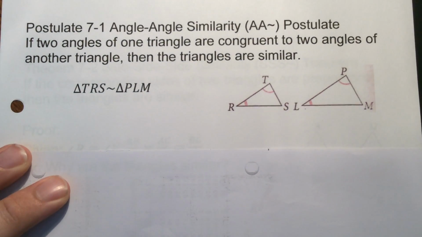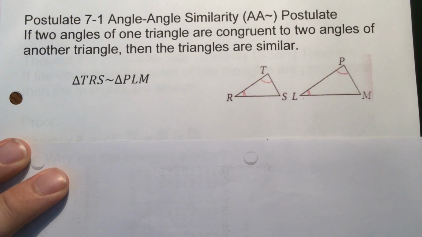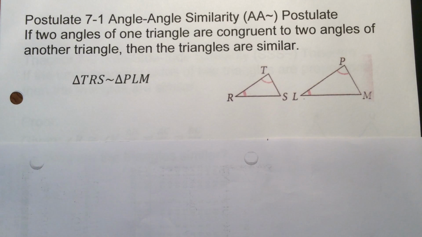Starting to get into, well, why can things be similar? We're going to dabble a little bit with proofs, but it's not a whole lot. It's not like what we've done the last how many chapters, so don't get too excited. Starting off here, we have Postulate 7.1, which is angle-angle similarity. As long as we know there are two sets of angles that are congruent, we know that this shape is going to be similar.